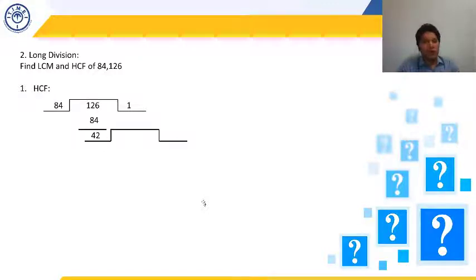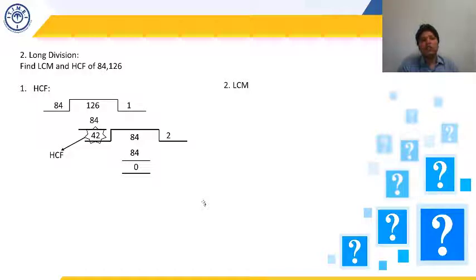So 84 will come in the dividend and 42 is the divisor. Now we will keep doing this until the remainder becomes 0. So 42 into 84, the remainder turns out to be 0, and whenever the remainder turns out to be 0, whatever the divisor is at that time is going to be our HCF. I hope it is clear to all of you. Okay, so this is the long division approach to find the HCF.